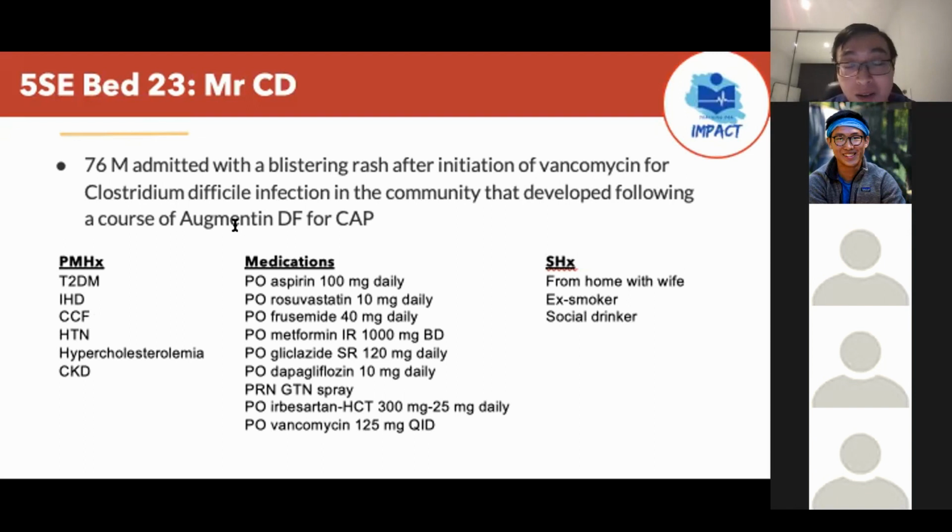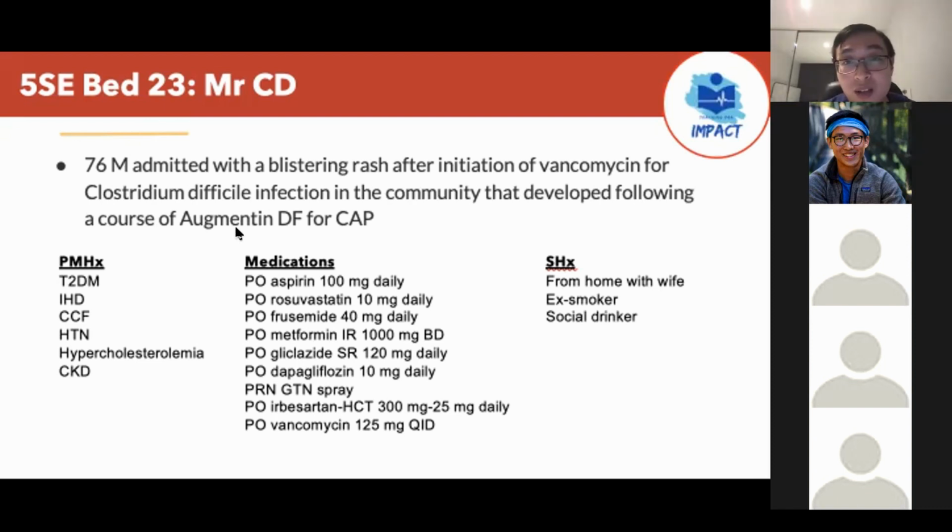The Augmentin Duofort was probably already stopped by the GP. So backtrack a bit. This patient had Augmentin Duofort for a community-acquired pneumonia. Presumably they went to the GP to get the script. A couple of days later, they developed a bit of diarrhea, went back to see their GP, stool MCS sent away, and the first thing that the GP would have done is stop the Augmentin Duofort.